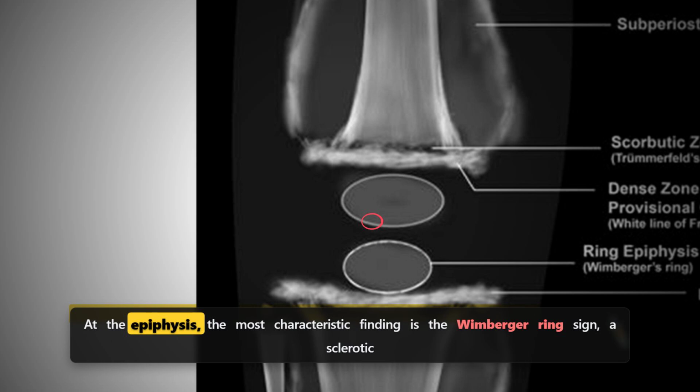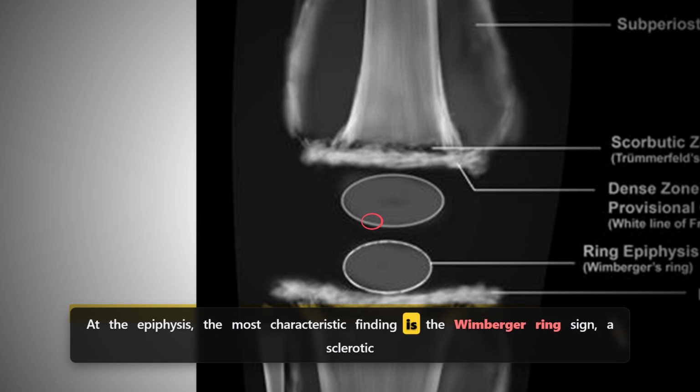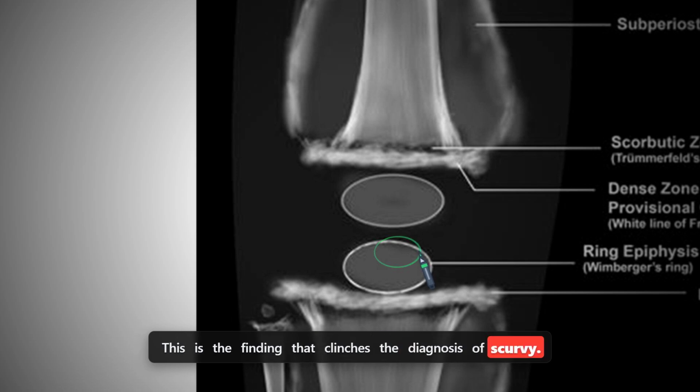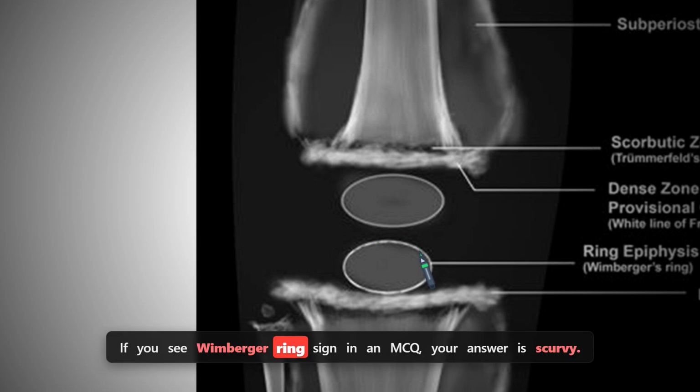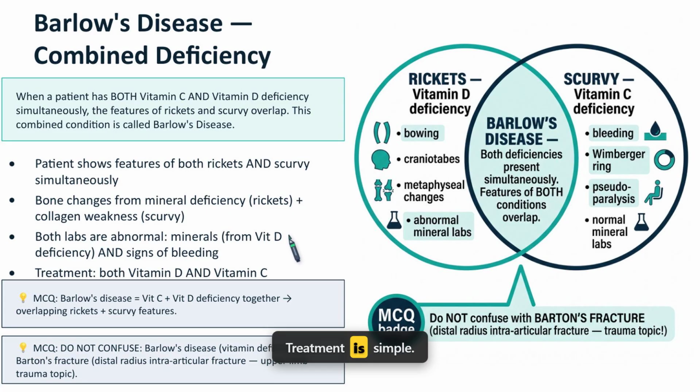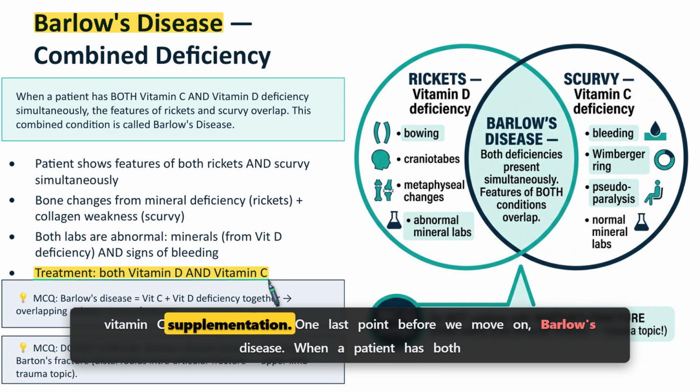At the epiphysis, the most characteristic finding is the Wimberger ring sign, a sclerotic rim that forms around the epiphysis, making it look like a ring. This is the finding that clinches the diagnosis of scurvy. If you see Wimberger ring sign in an MCQ, your answer is scurvy. Treatment is simple: vitamin C supplementation.